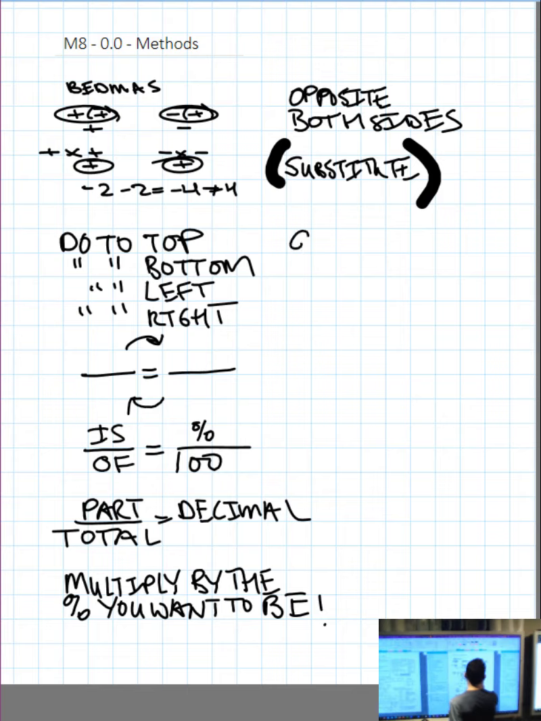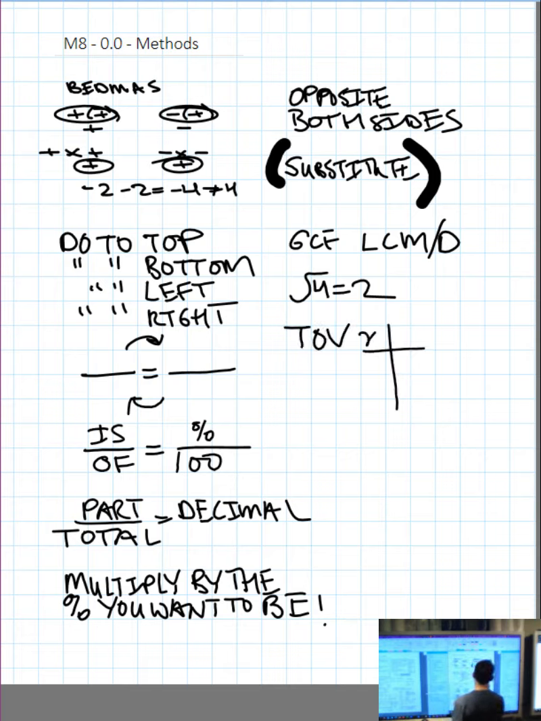Using methods like greatest common factor and lowest common multiple or lowest common denominator. Square roots, square rooting numbers, estimating square roots, graphing with a table of values, graphing x and y, remembering our x-intercepts, putting a 0 in for y and solving, and our y-intercepts, putting 0 in for x and solving, and then geometry, all of our geometry formulas.